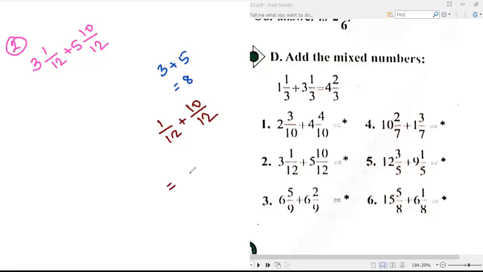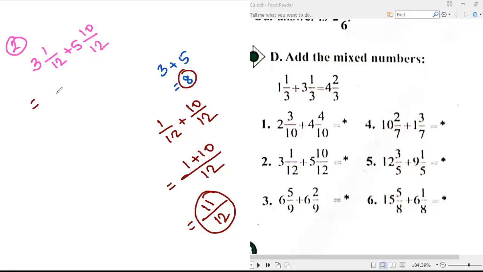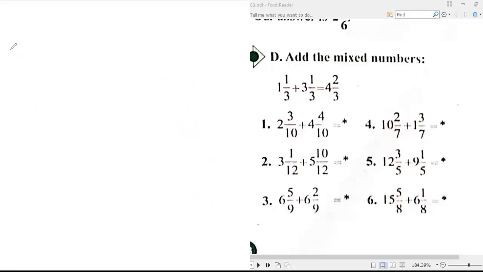So both denominators are same. So we have to just add the numerator, 1 plus 10. So after adding 1 and 10, we get 11. So the answer will be 11 by 12. Now we'll add this fraction and this whole number. Then we'll get our final answer, 8 whole 11 by 12. Very simple.